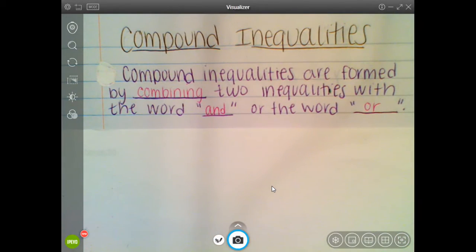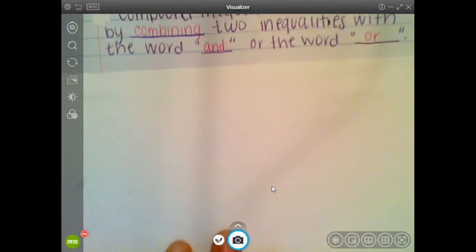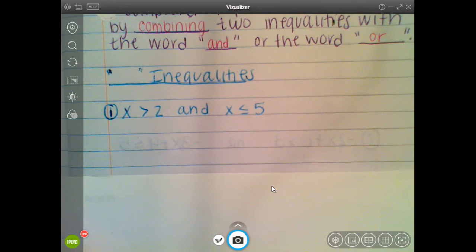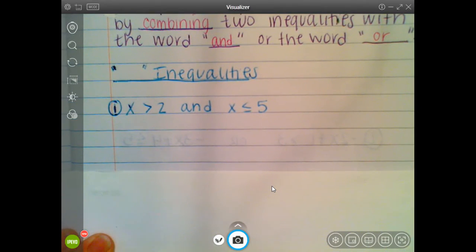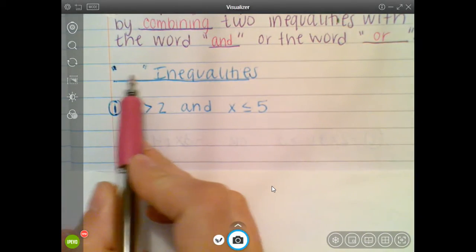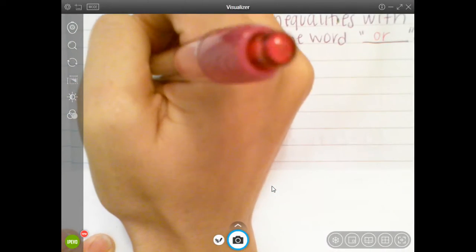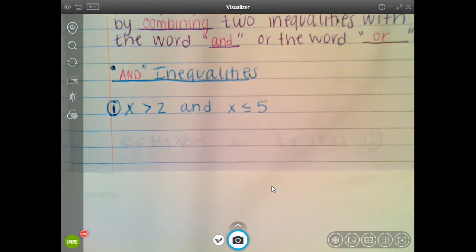So this time, rather than graphing one inequality and solving one inequality and being done, every time you solve a compound inequality, you have to solve two. So the first examples we're going to look at are ones that look like this. So if I look at number one, you should know what kind of inequalities these are. These are and inequalities. And inequalities are a little special because they can look a little different.